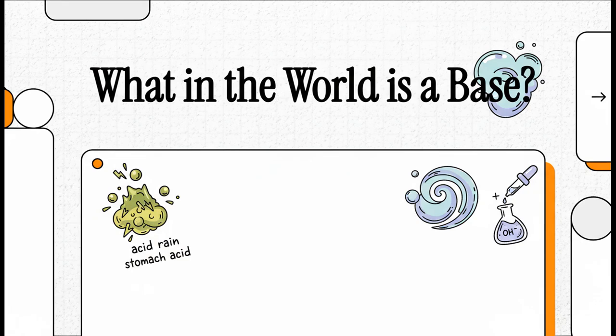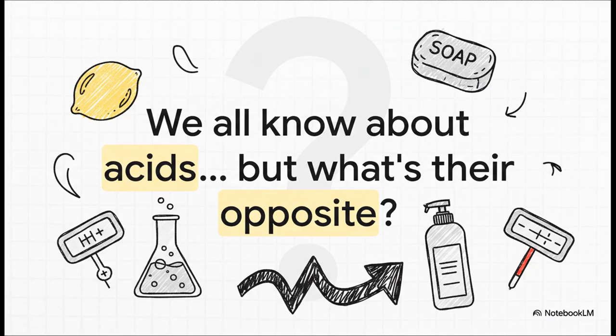We hear about acids all the time, right? Acid rain, stomach acid, the acid in your car battery, it's everywhere. But in chemistry, pretty much everything has an opposite. So today, we're going to talk about the other side of the story, the fascinating counterpart to the acid. So let me ask you, what is the chemical opposite of an acid?